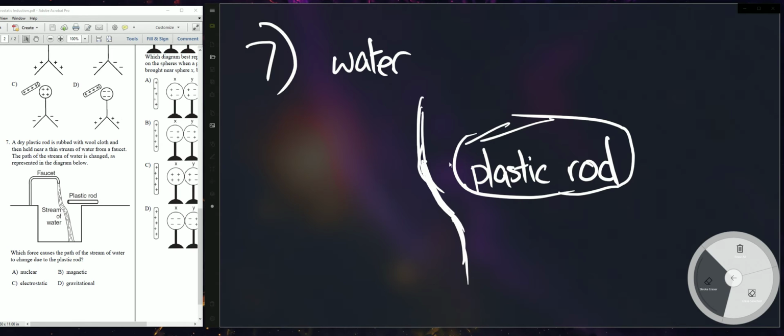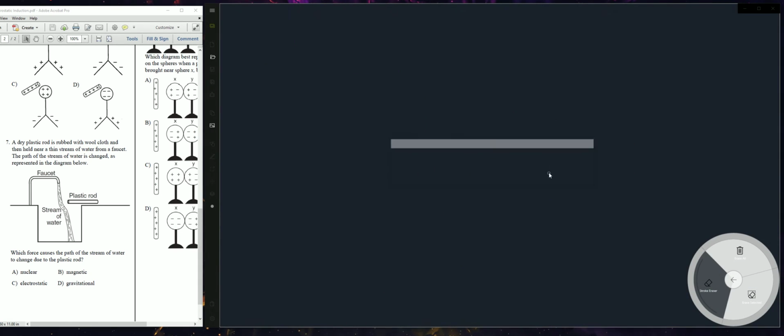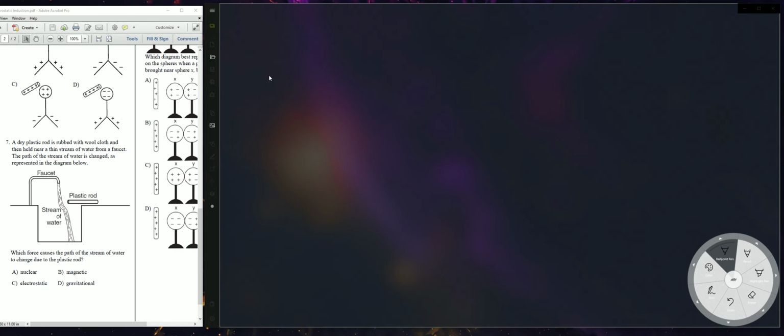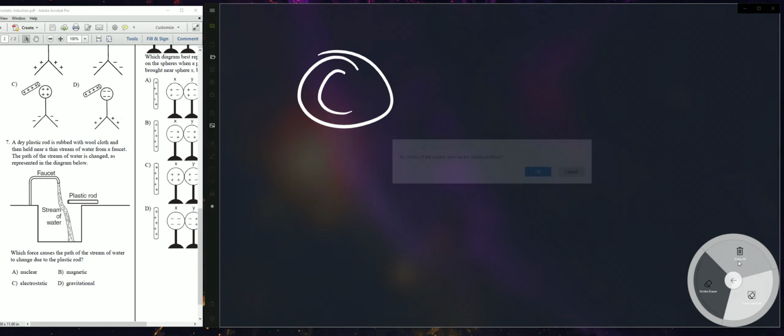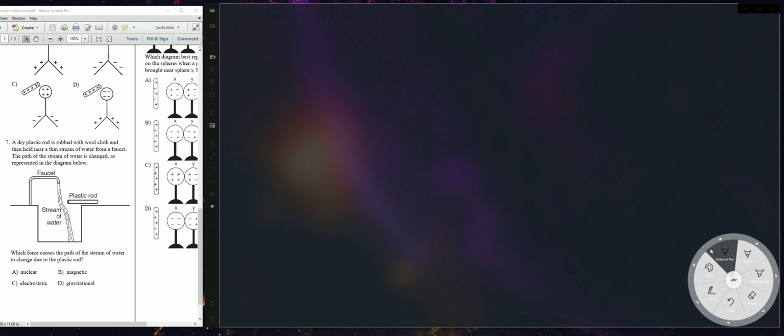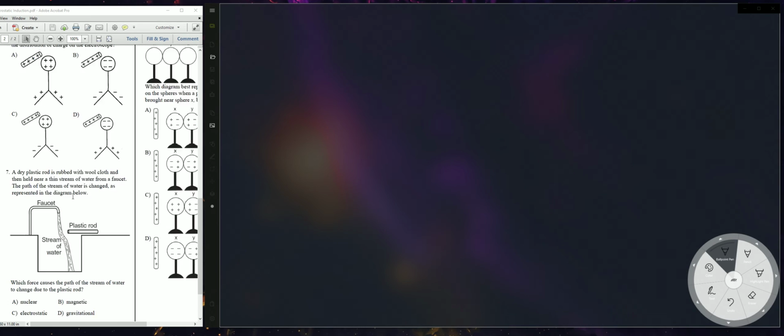And don't quote me on that. It's one or the other. It's either the plastic rod is positively or negatively charged and the water is either positively or negatively charged. I'm not going to Google this. I probably could and figure out the answer in a few seconds, but I don't really care that much. But the reason is electrostatic force, and so the answer is C, right? The electrostatic force causes the water to curve towards the plastic rod because it's attracted to the charged rod.